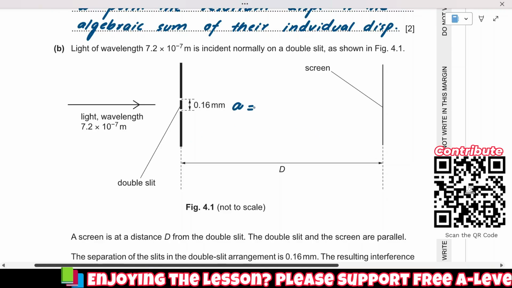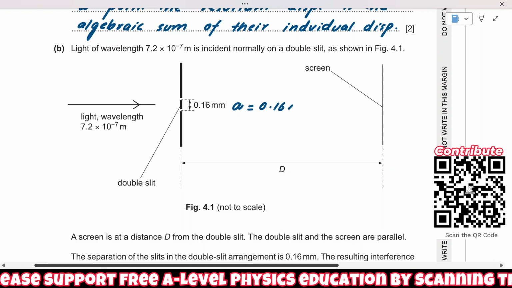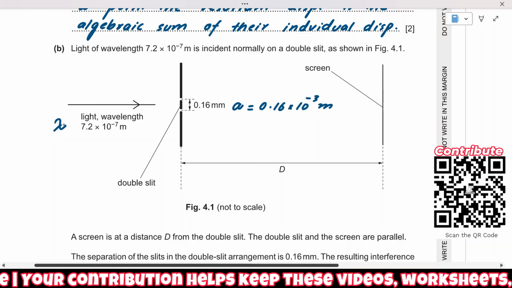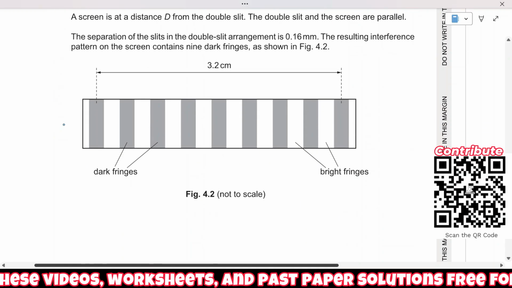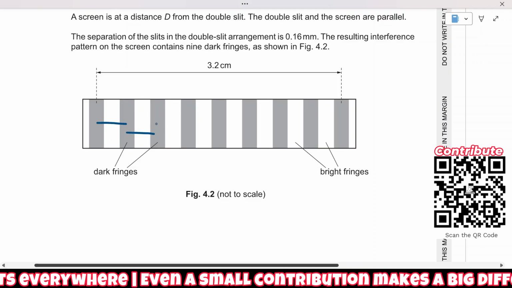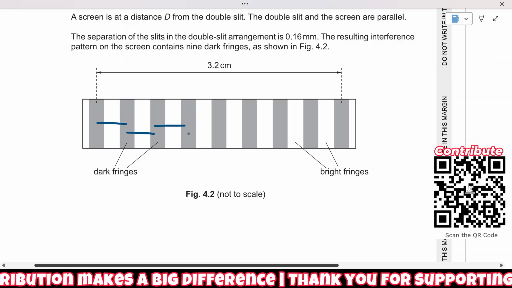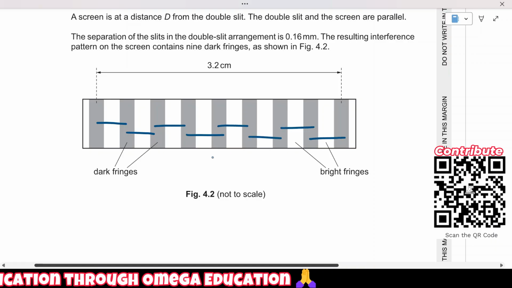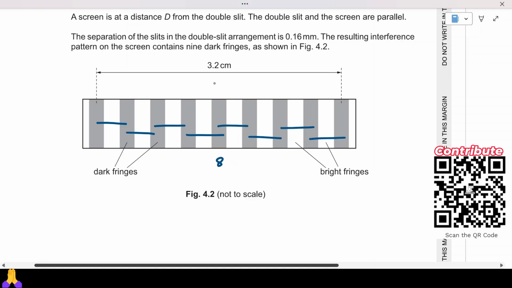This is the value of a, but it should be in meters. This is the wavelength given already. And for the fringes, okay, so 1 2 3 4 5 6 7 8. For 8 fringes the distance is 3.2 centimeter. The distance between 8 of the consecutive dark fringes.